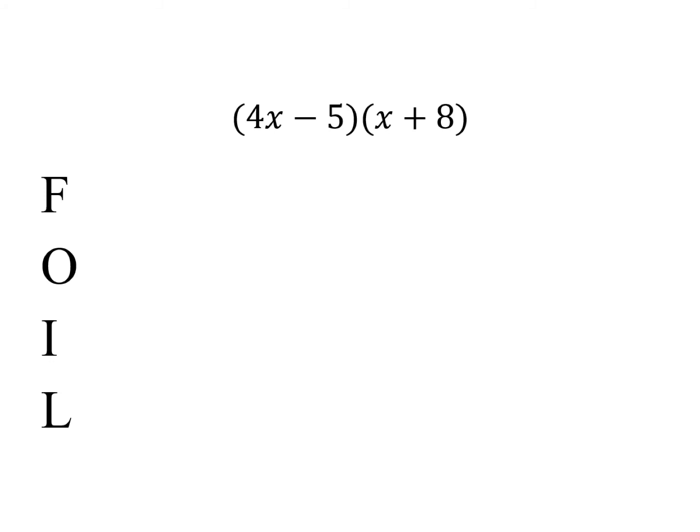Method number 2. Actually, method number 2 is the same as the distributive property, but without using the arrows. Here's what I'm talking about. It's called FOIL, and FOIL stands for first, outside, inside, last. What? Well, here we go.